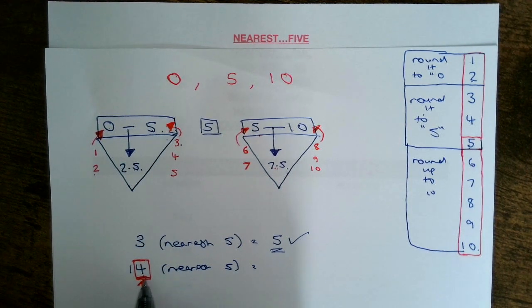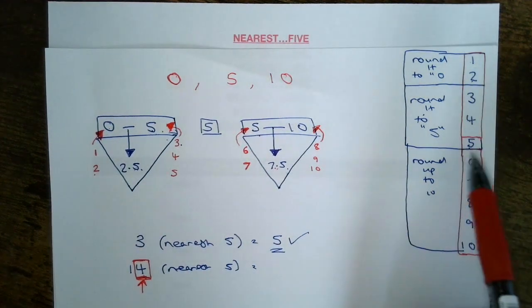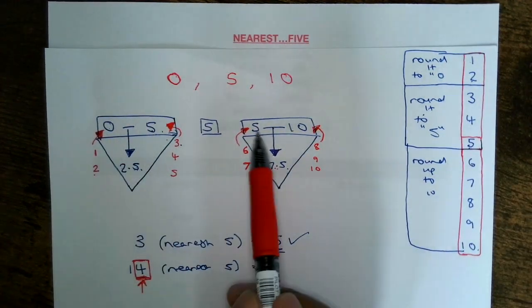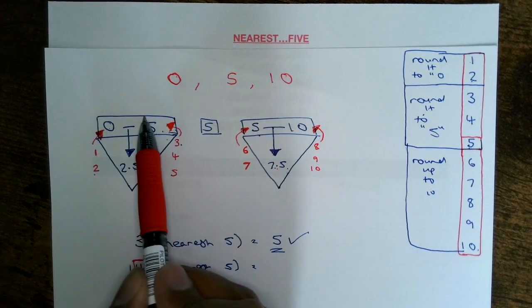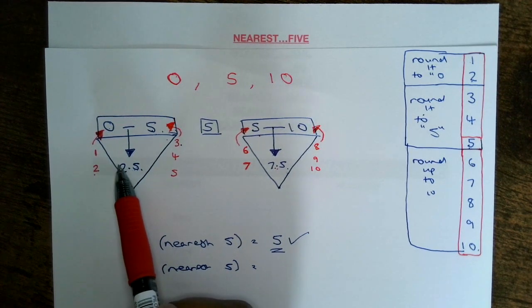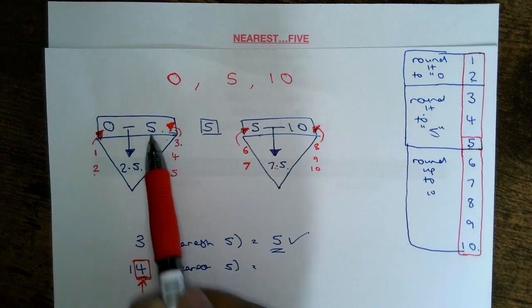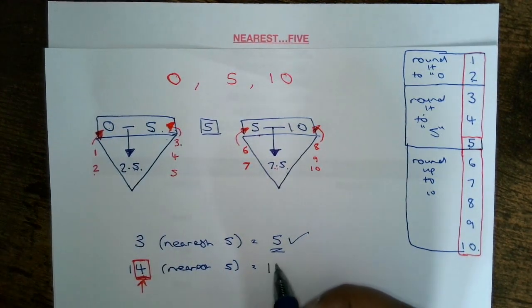And then you say, is it greater? So is it going to fall in between 0 and 5? Or is it going to fall in between 5 and 10? Well, it's going to fall in this category, 0 and 5. So then you say, is it greater than the midpoint or less than the midpoint? So is it greater than 2.5 or less than 2.5? It's greater than 2.5, so I'm going to round it up, so my answer is 15.